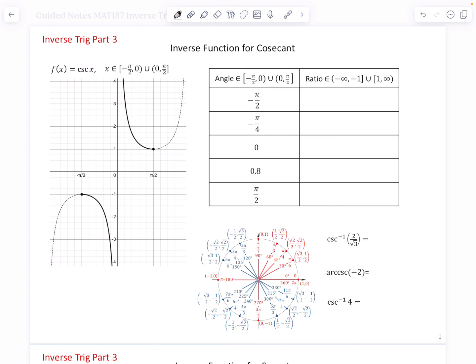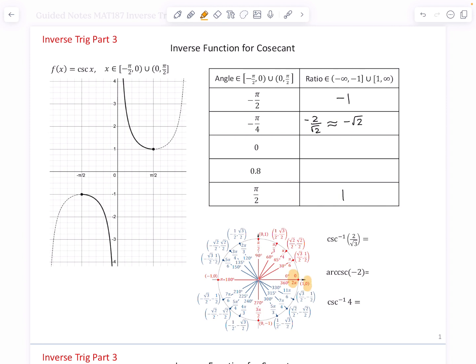At negative pi halves, the cosecant is negative 1. And at pi halves, the cosecant is positive 1. At negative pi fourths, that is coterminal with this angle at 7 pi fourths. And the cosecant is the reciprocal of sine. Sine is the second coordinate. So we do the reciprocal of that and get negative 2 over radical 2, which when you rationalize and simplify becomes negative radical 2.